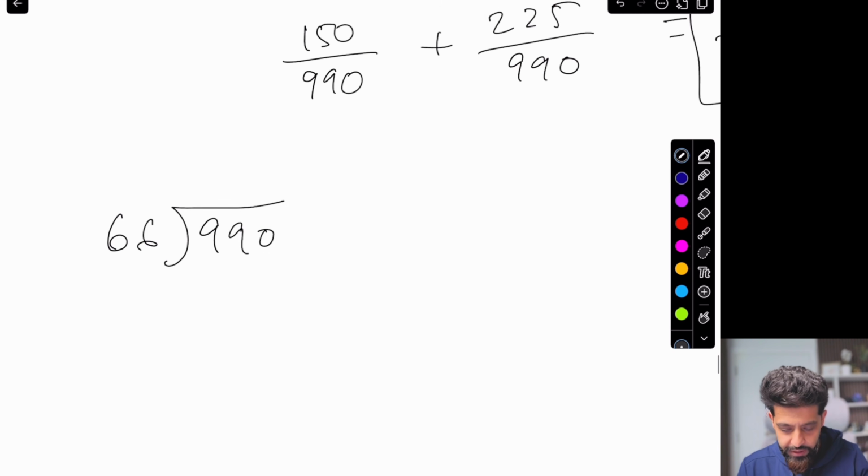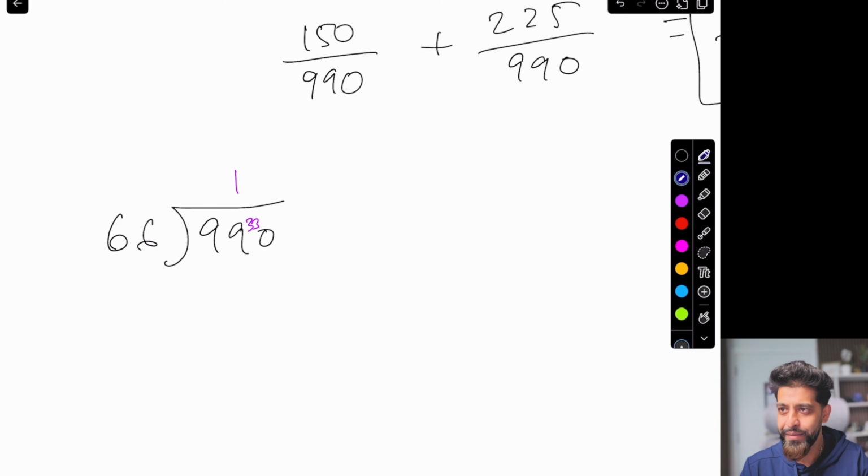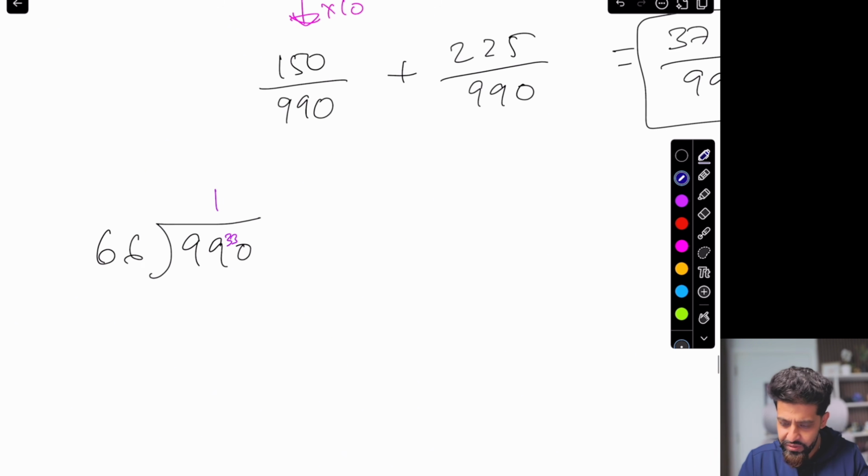So let's do that one. 66 into 990. 66 can't go into 9, so we have to do 99. How many times does it go into 99? It goes in once. And 99 take away 66 is 33, so 330. So now we're going to have to write down some of the 66 times table. I'm just thinking, is that the best way to do it? Or can I just simplify?